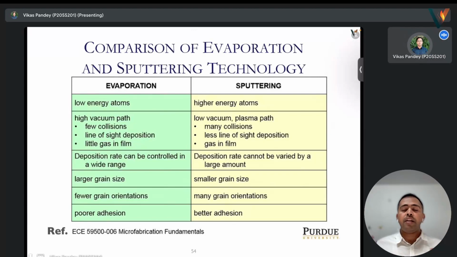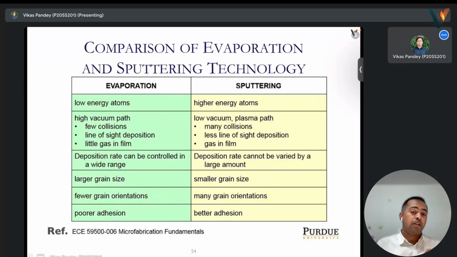In evaporation, the deposition rate can be controlled in a wide range, based on the evaporation rate. Whereas in case of sputtering, it is very much process dependent. We cannot do a lot of things. Power will not change much, like pressure, and a lot of variations cannot be done.